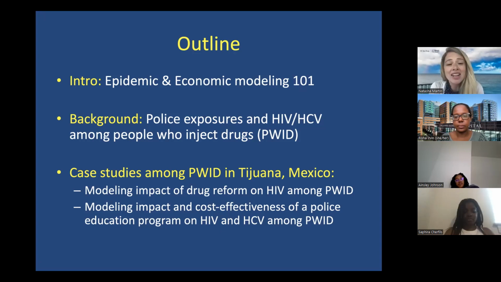And then I'll show you two case studies where we have modeled the impact of drug reform on HIV transmission and incidence among people who inject drugs. And we've also used modeling work to model the population impact of and the cost effectiveness of an intervention. And that intervention is a police education program that happened in Tijuana, Mexico, near where I live. And using modeling to project the impact and the cost effectiveness of that police education program on HIV and hepatitis C among people who inject drugs.